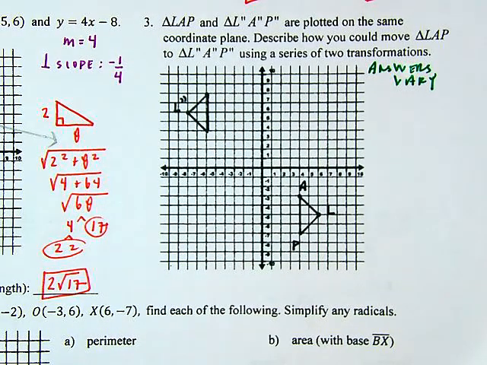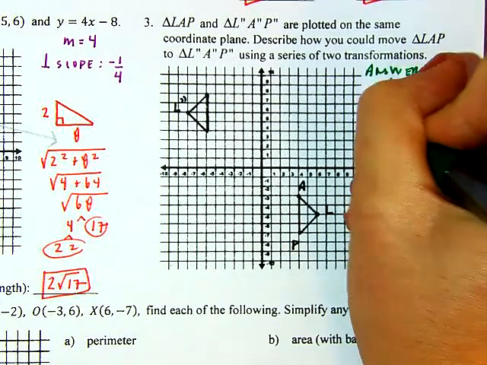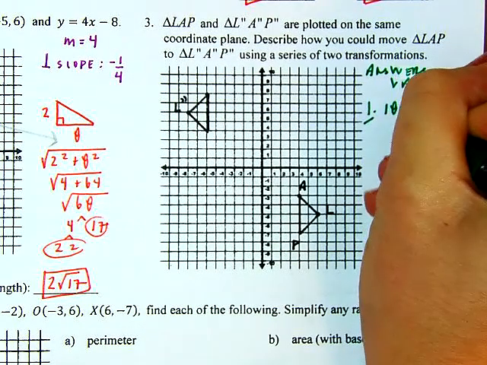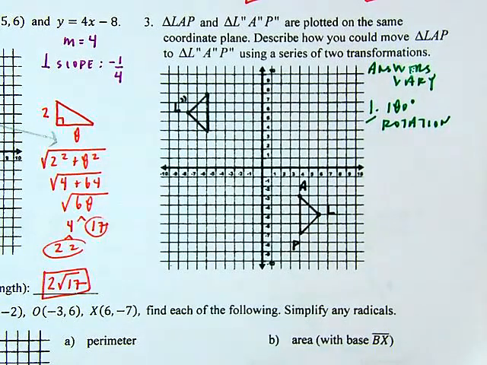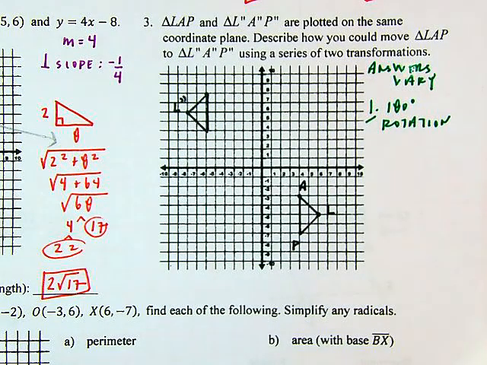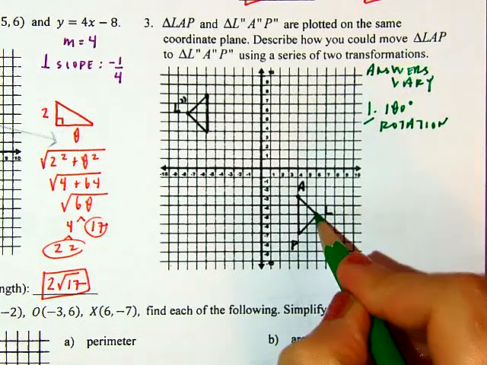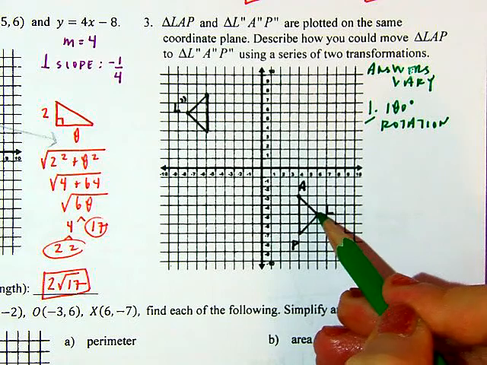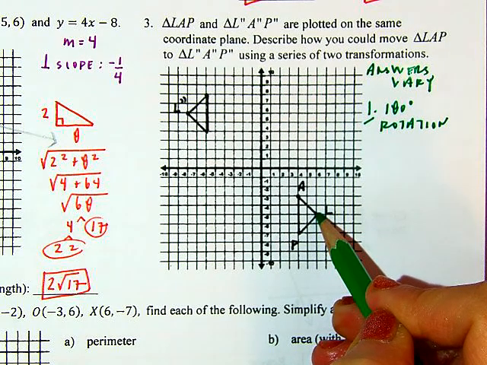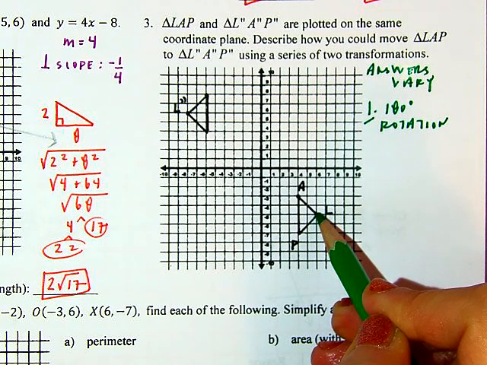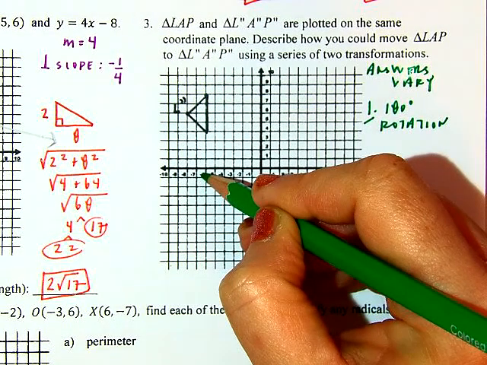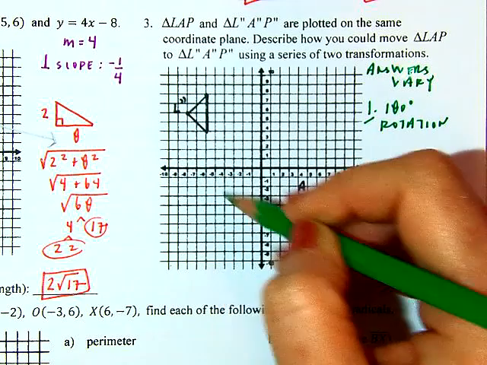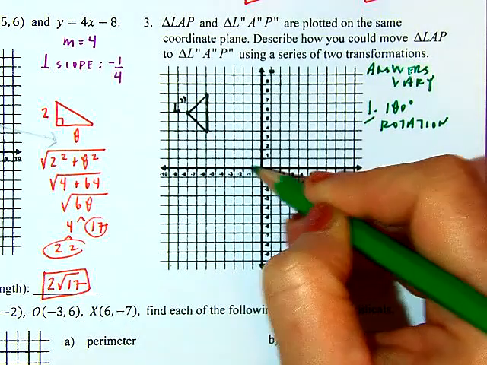So many options. Let's say that one option is I start with a 180-degree rotation. I don't need to specify clockwise or counterclockwise because it will be the same regardless. So if I'm doing my rotation, let's say that I start with L. L is at 6, negative 5. With my 180 rotation, I just switch those to the opposite sign. So 6, negative 5 will become negative 6, positive 5. Let me make sure I'm reading that right. Yes, negative 6, positive 5.